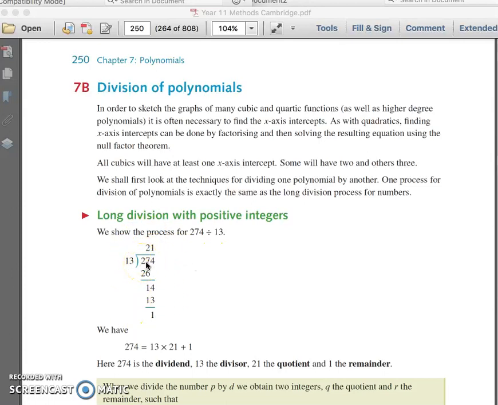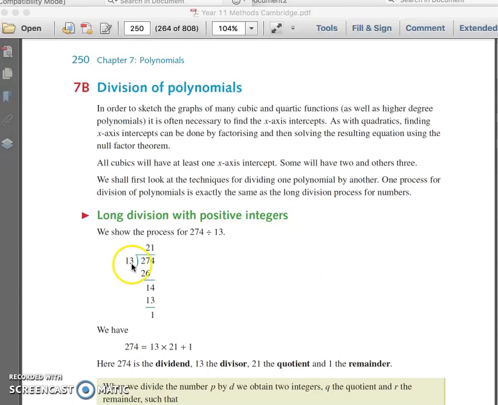We've got 274, which is the dividend. That's what we're going to divide. We've got 13, which is what we're going to divide by. It's called the divisor. At the end of it, we'll get our answer up the top, which is known as the quotient. And at the bottom, we'll have a remainder.